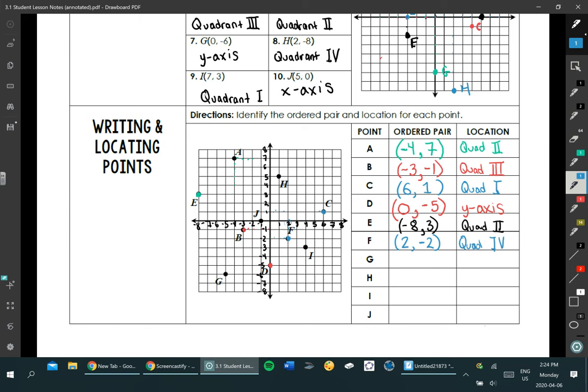Okay, point G over here. So again, x first. So we figure out what does it correspond to on the x-axis. Well, we have -5. And where does it correspond to on our y-axis? Well, we have -6. And that is quadrant 3.